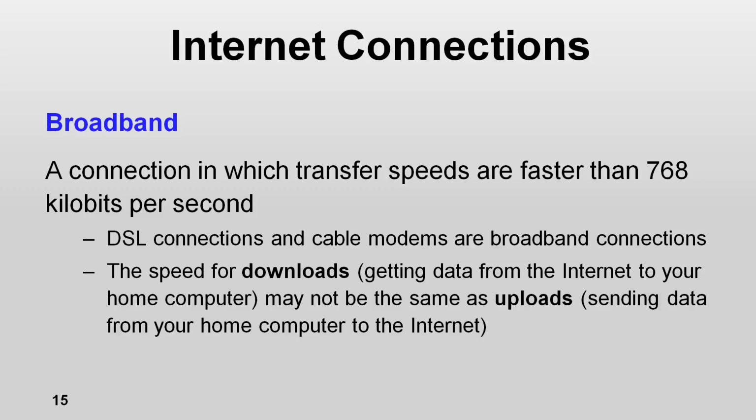Remember, whenever we are talking about speeds, we're talking about bits, not bytes. So a connection over 768 kilobits per second, because we're talking about per second since it's speed, would be classified as broadband. So pretty much all digital subscriber line connections and cable modems are classed as broadband, even if sometimes they don't seem to operate at that speed.